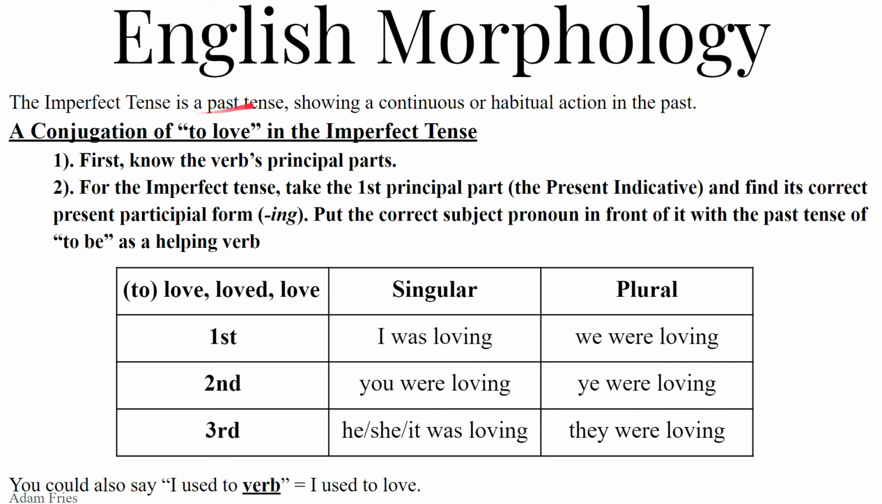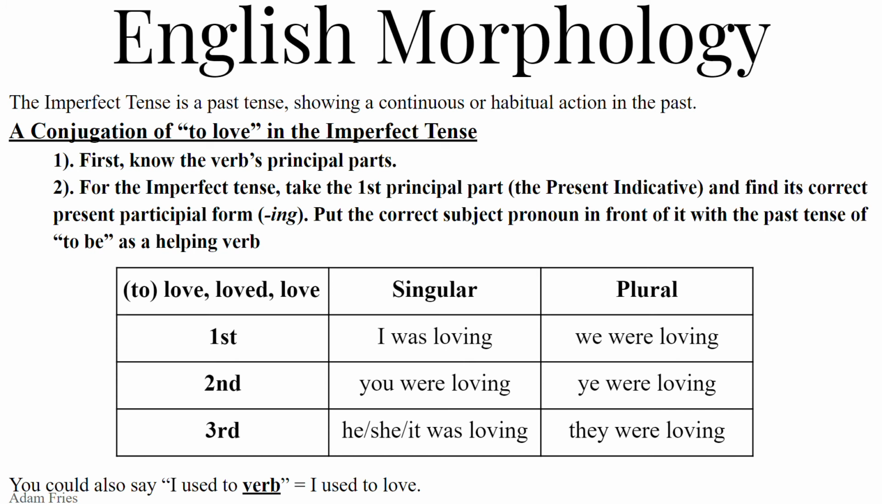This tense is a past tense showing an action that was not completed in the past. It was a continuous, habitual action. It was or were happening in the past. So first you need to know the verb's principal parts. So we're starting in English. I love, I loved, I have loved. So love, loved, and loved.